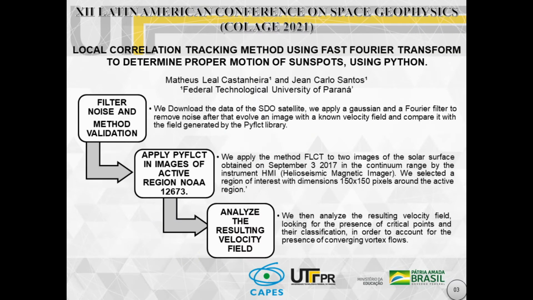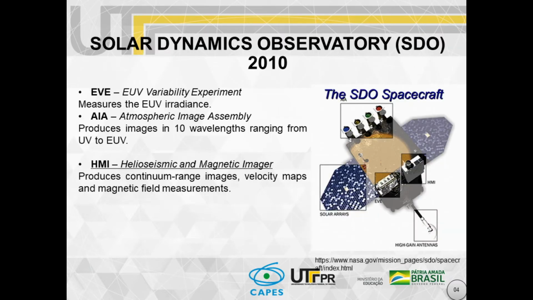To summarize, we can divide it into three parts: filter noise and method validation, apply PyFLCT in images of the active region, and analyze the resulting velocity field. In the first part, we download the data. This data is of the solar surface in the continuous range by the instrument HMI on board the SDO satellite.